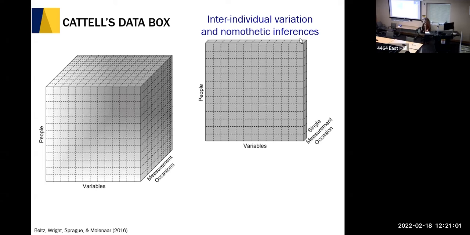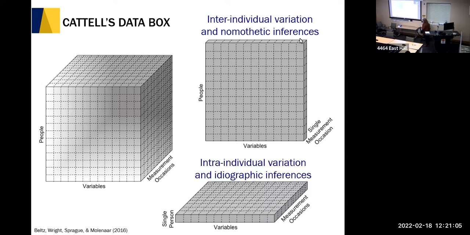If you have a data box that looks like that, then you can take an axial slice from the top, focus on just a single person, and instead describe variation that's intra-individual, right? I'm no longer looking at variation across variables and people. I'm looking at variation across variables and time within one person.